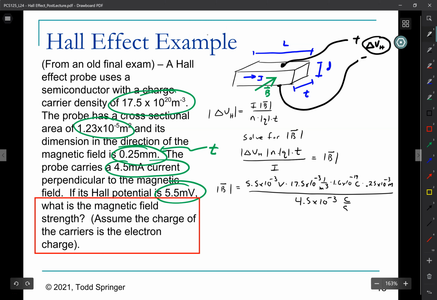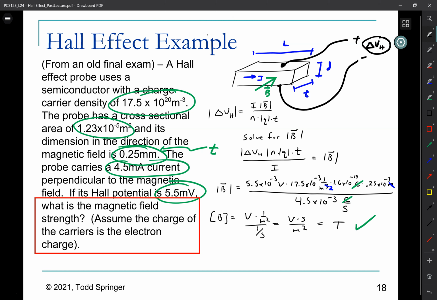An amp is a coulomb per second. Good to check the units as always. So the coulombs cancels with the coulombs here. And one of these meters can cancel with one of these and it becomes a 2. What are the units of B? I have volts, I have 1 over meters squared, and then I have 1 over seconds. So that's volts seconds per meter squared. This actually is a Tesla.